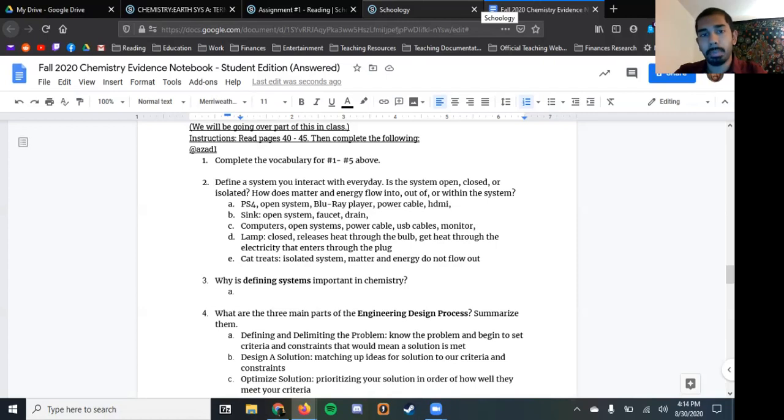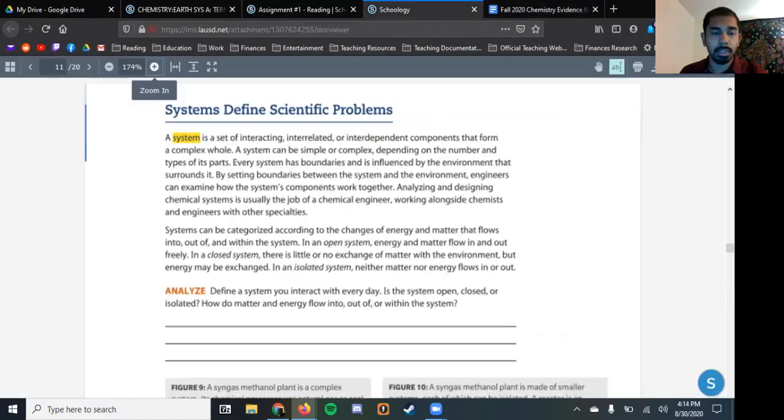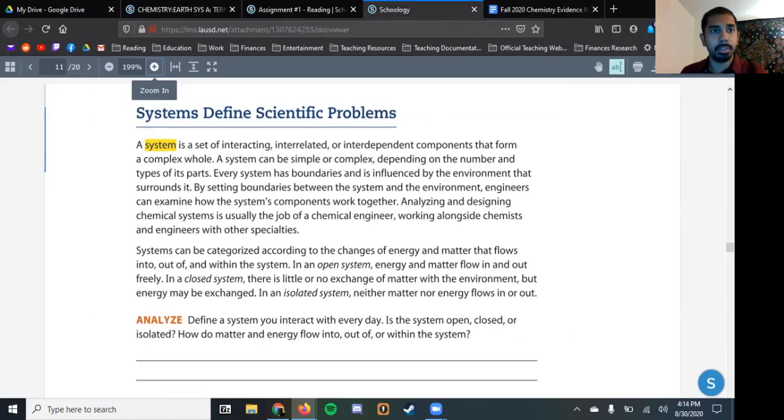And those systems are either open, closed, or isolated. So what do those mean? Let's take a look at the book, zoom in a bit so you guys don't have to struggle with the YouTube. We have an open system. Energy and matter flow in and out freely, right? Like your lungs. Lungs are a pretty open system. Energy and matter flows out, the matter being air in this case.